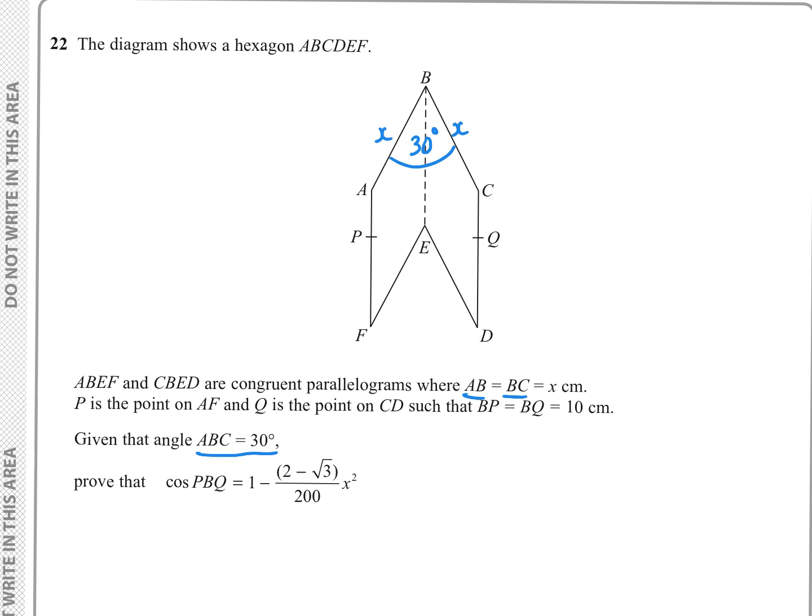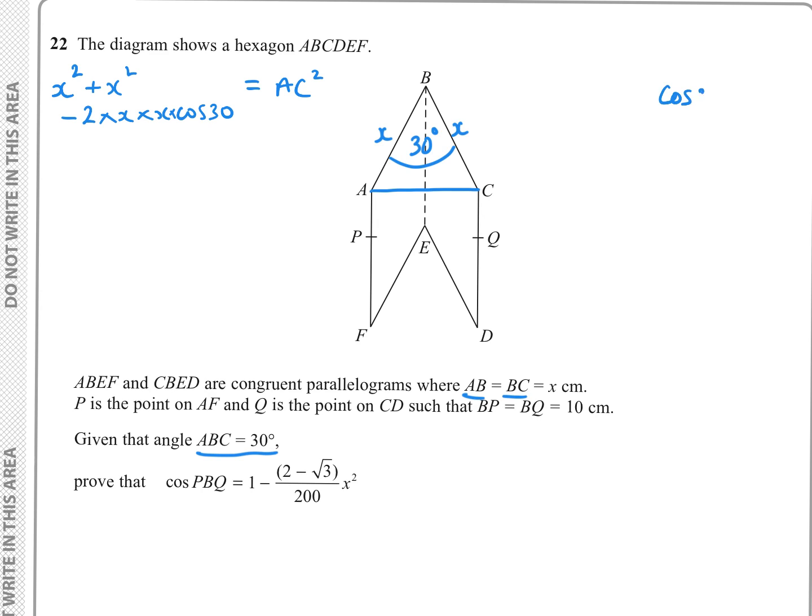So I'm going to make a triangle in here called triangle ABC. I'm going to use the cosine rule in that triangle, and I'm going to assume you know how to use the cosine rule. So we'd have x squared plus x squared would normally be equal to AC squared if it was a right-angled triangle, but it's not, so we've got to take away 2 times x times x cos 30.